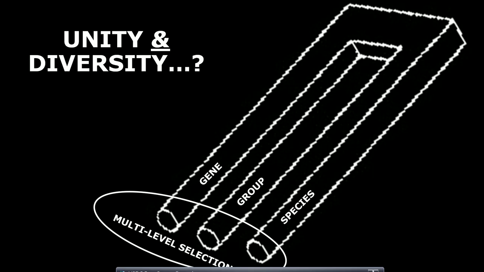Is it possible to have unity and diversity? Maybe it's the gene, the group, the species, multi-level selection all at once because they're all HOLON-partons. These things are hard to spot. It took me 20 years to work it out, so let me see if I can explain it.